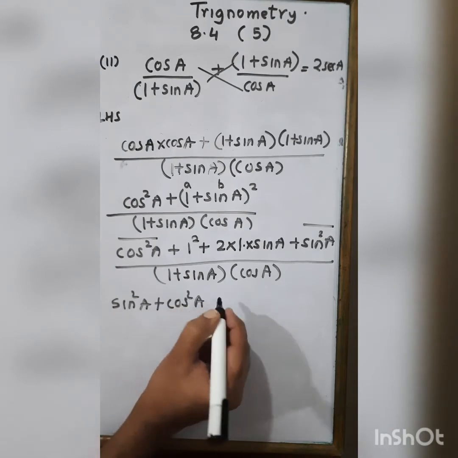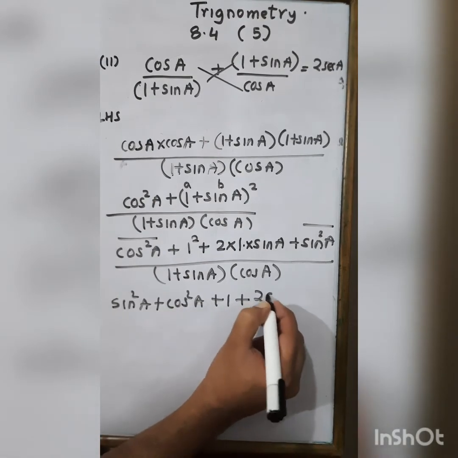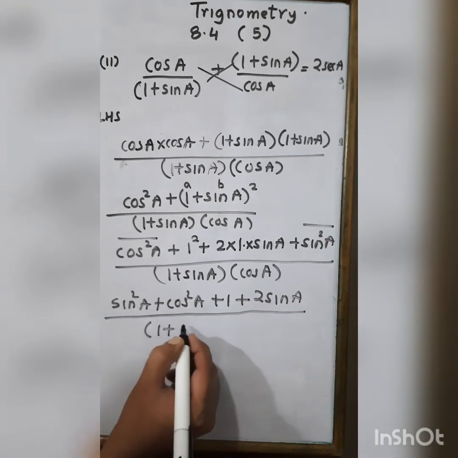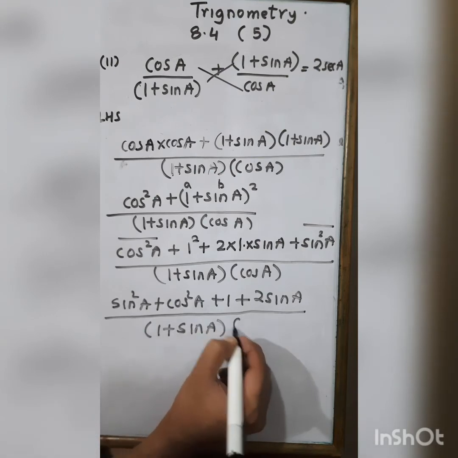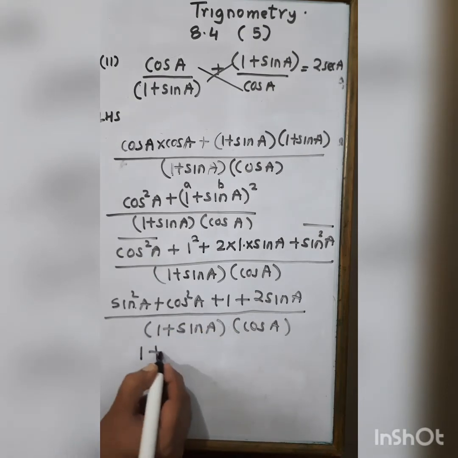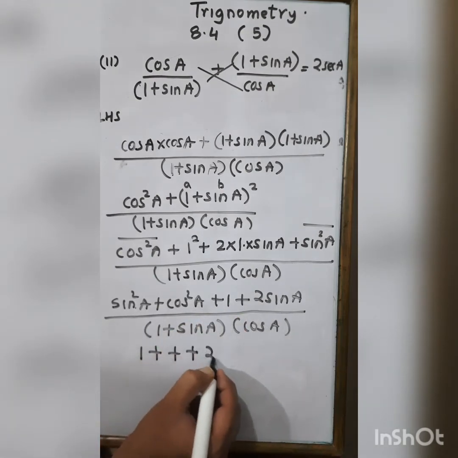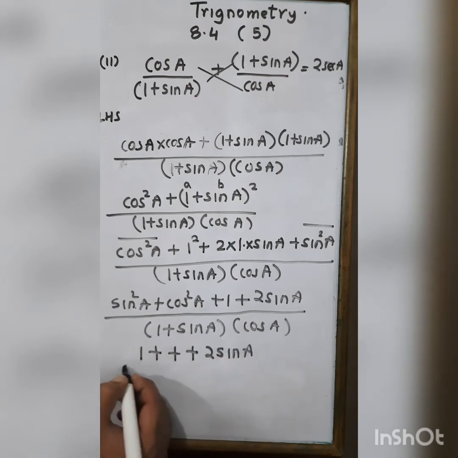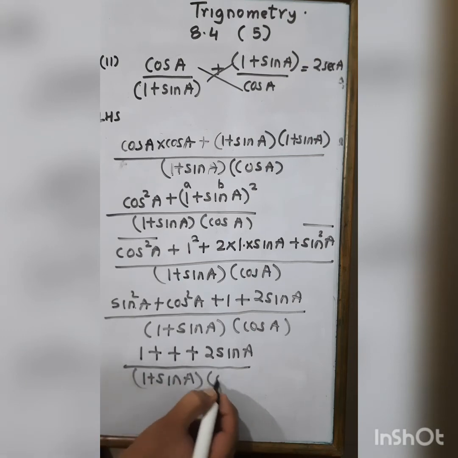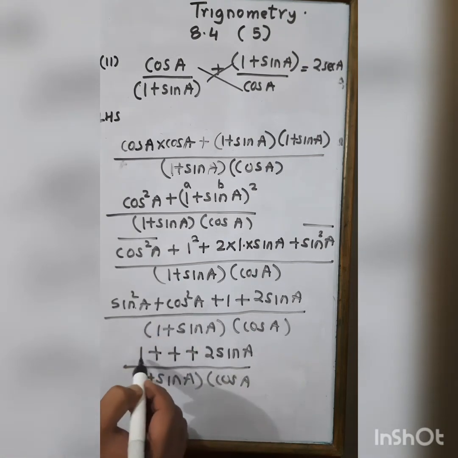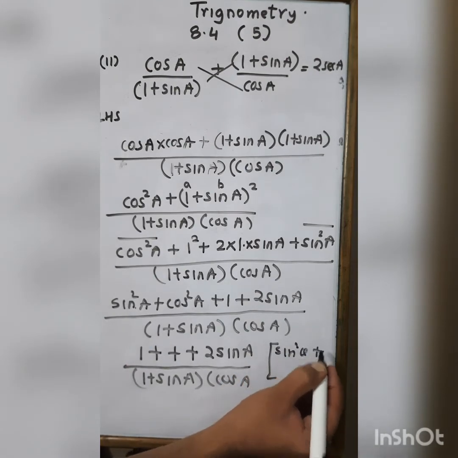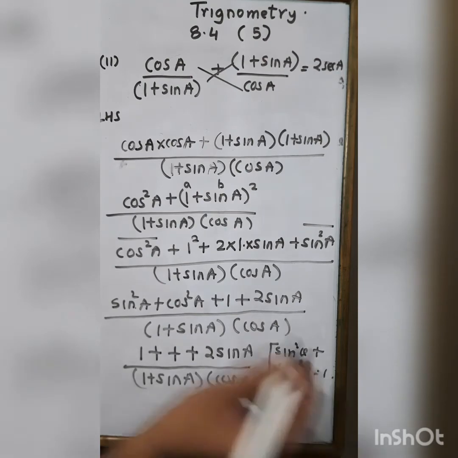Cos square A plus 1 plus 2 sin A divided by 1 plus sin A into cos A. So this will become sin square A plus cos square A is 1, plus this 1 plus 2 sin A, divided by 1 plus sin A into cos A. See, you are writing sin square A plus cos square A is equal to 1. So here you have to write the identity: sin square theta plus cos square theta is equal to 1.